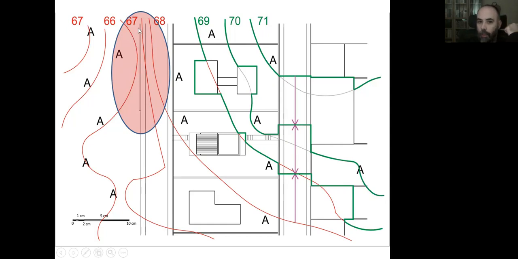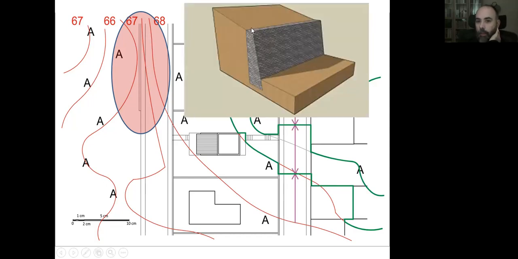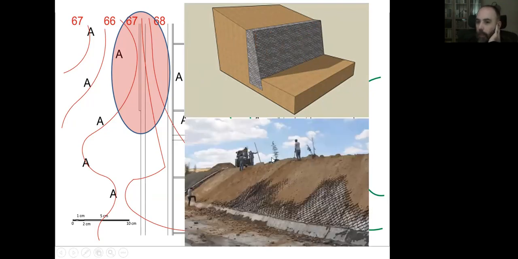This is the 66, this is the 67, and this is the 68. So it cannot be like this. It's probably something like this, because in a very narrow position, in very narrow area, 3 contour lines means that there is a huge level difference between these 2 close points. So it can either be a retaining wall like this to hold the earth to collapse, or there can be some other solutions like this.